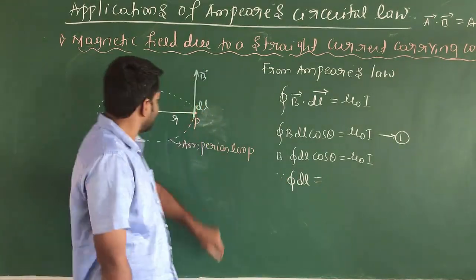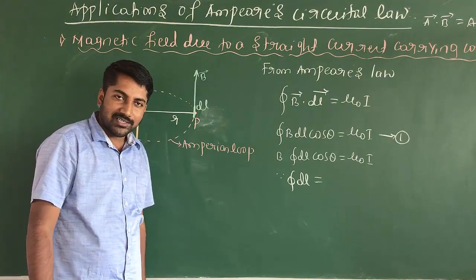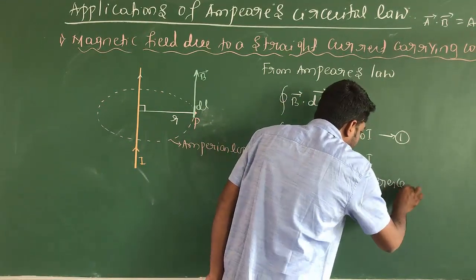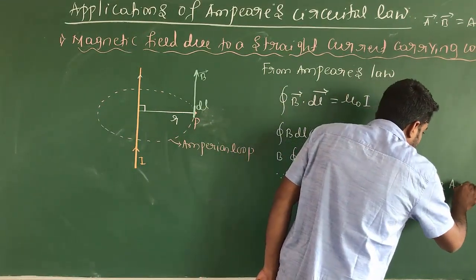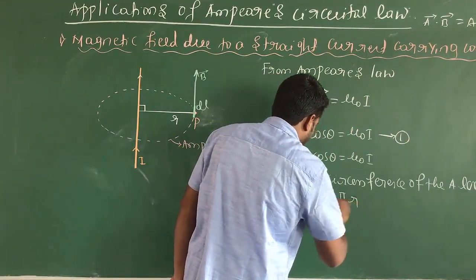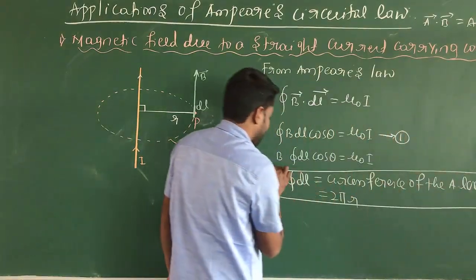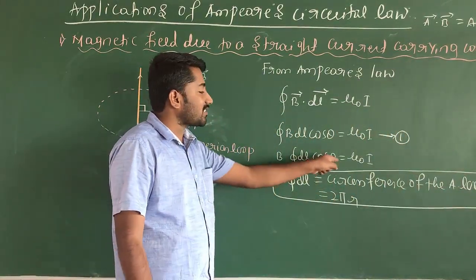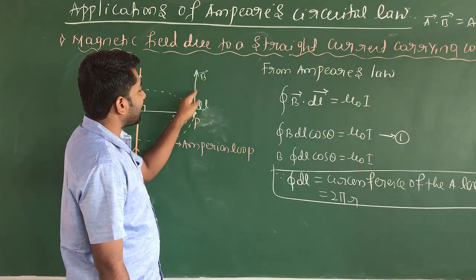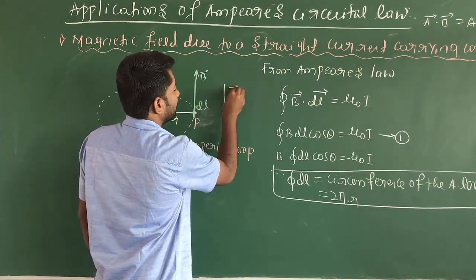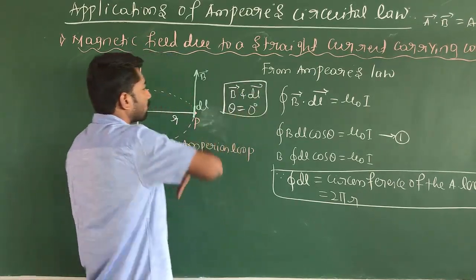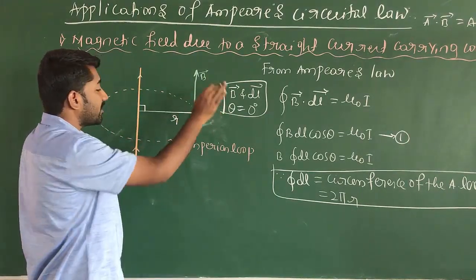How to calculate this value? By using this integration symbol, this is the circumference of the Amperian loop, which is equal to 2 pi r. And for cos theta, theta is the angle between B and dl. The angle between B and dl, theta, is equal to 0 degrees, because both are moving in the same direction everywhere on this Amperian loop.